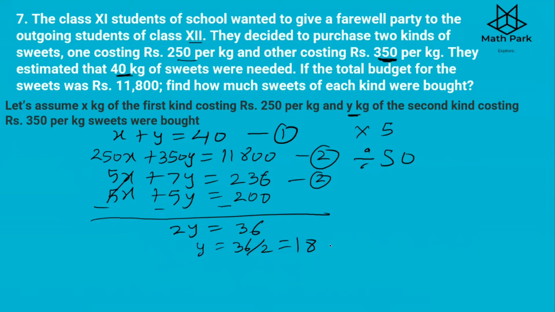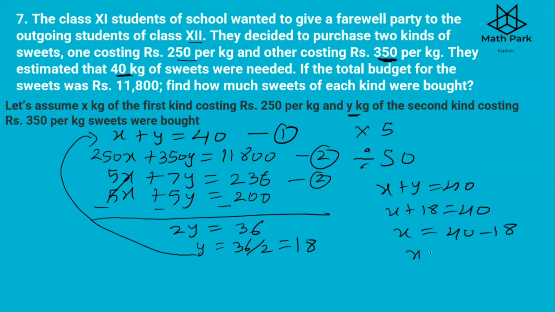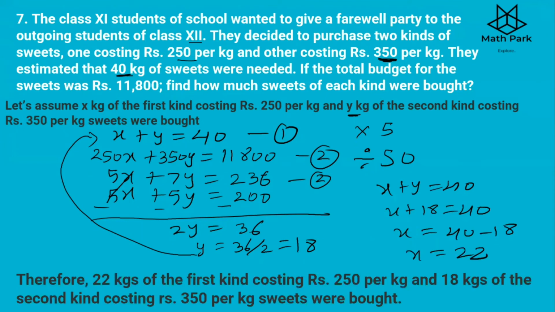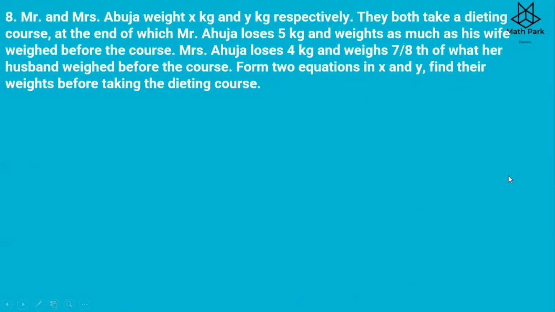Let us substitute this in equation number 1. We have x plus y is equal to 40. So x plus 18 is equal to 40, so x is equal to 40 minus 18, which is 22. This is how we get 22 kg of the first kind, and the second kind of sweets is 18 kg, which are required to be bought for the farewell. Moving to question number 8.